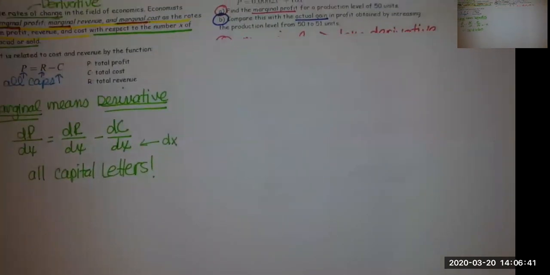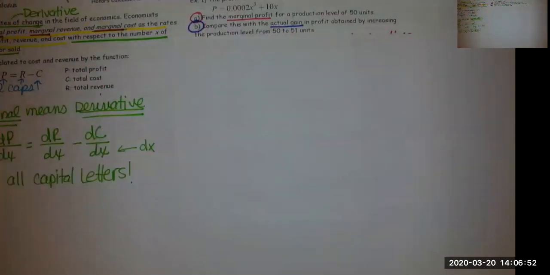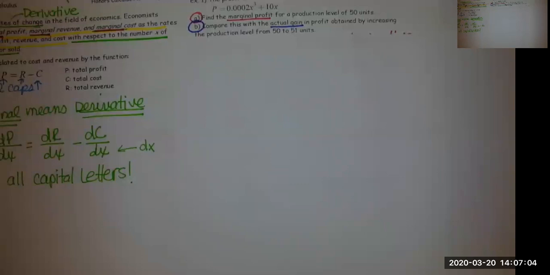All right, let's look at a problem over here. Again, I did this once and I didn't have it on record. I hope I'm recording now. The profit derived from selling x units of an alarm clock is given by the function P equals 0.0002x cubed plus 10x. Find the marginal profit for 50 units.